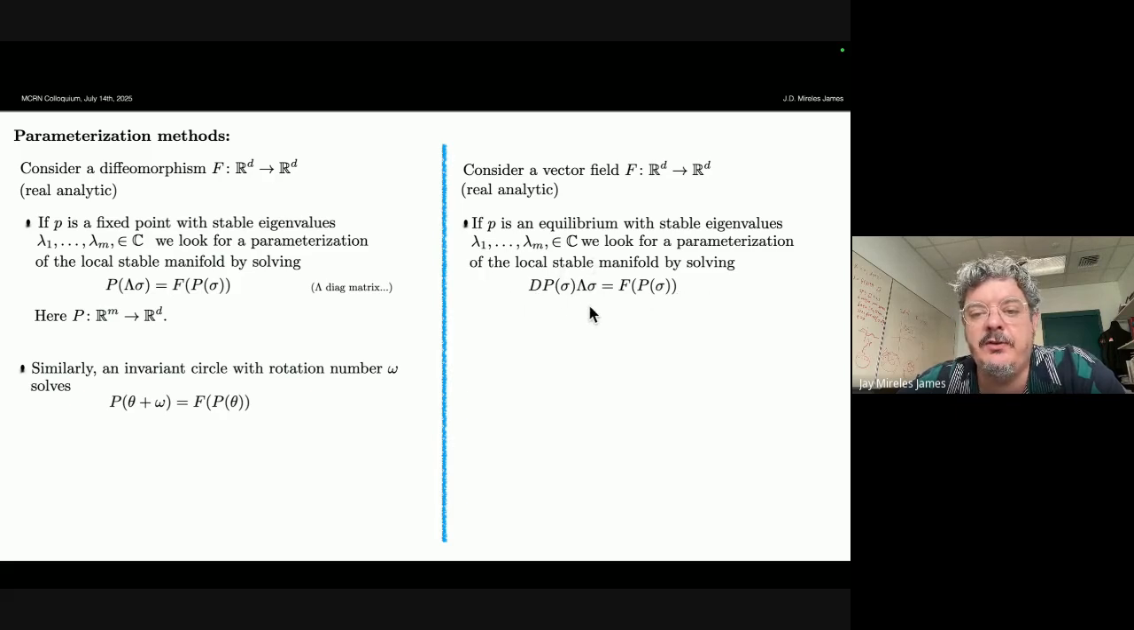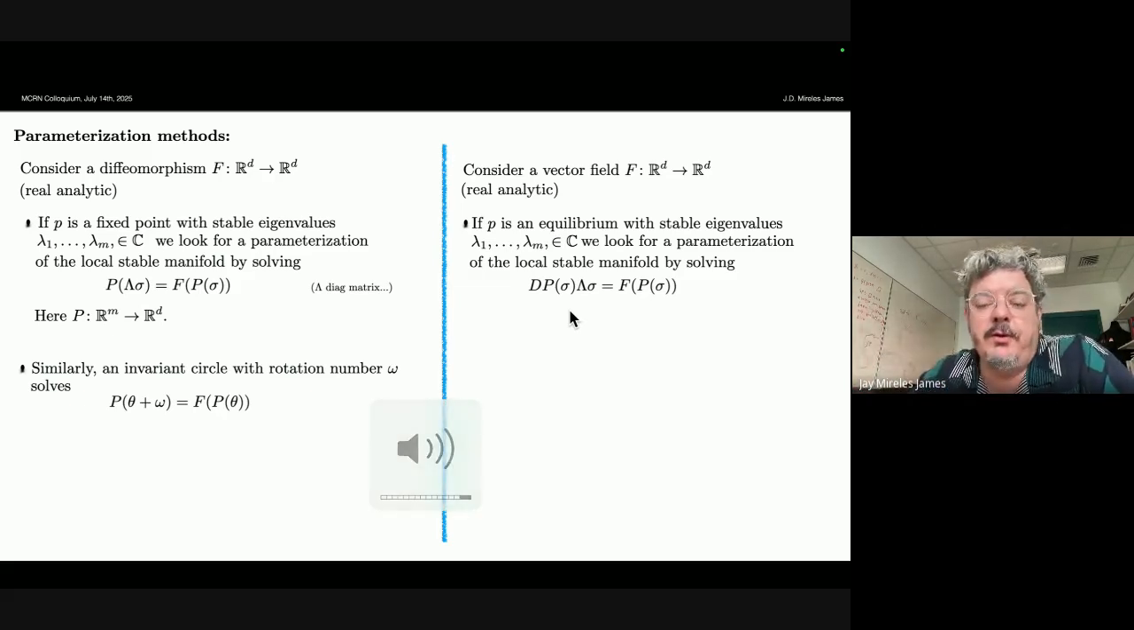Here again, lambda is this matrix of eigenvalues. Now it appears as multiplication instead of composition. And this multiplication is acted on by the derivative of P rather than composed with P. But otherwise, this is a very similar kind of equation. And if P solves this equation, then P is a parameterization of our local stable manifold. Now, for the moment, I'm asking you to take my word on claims like that. I'll try to show you in some other examples why these are the right equations to be studying.